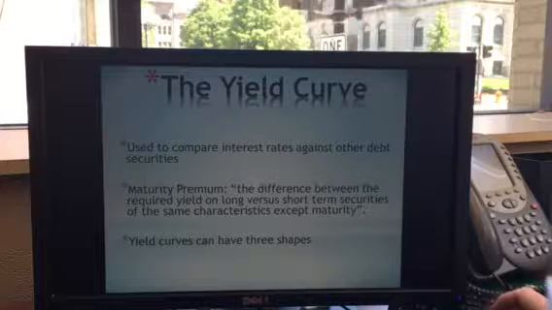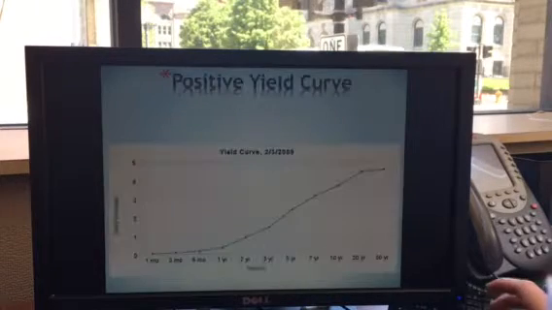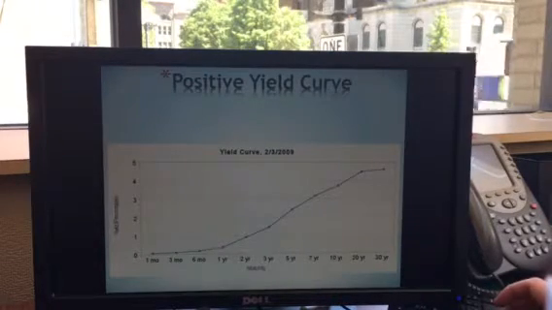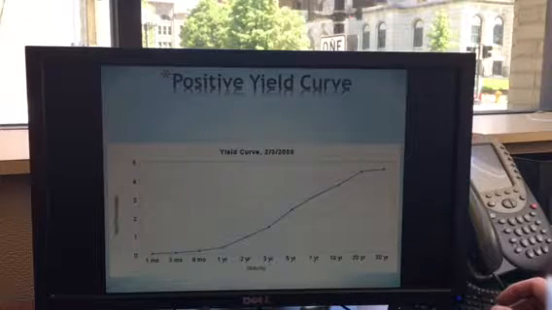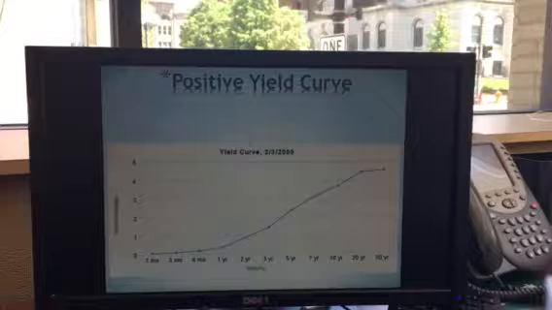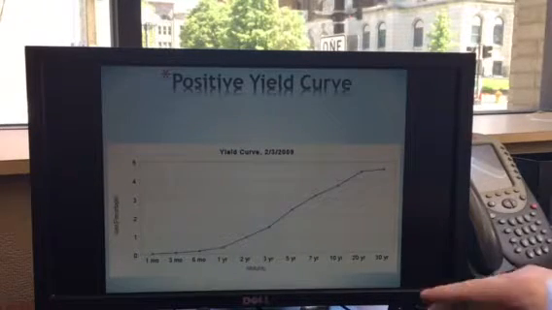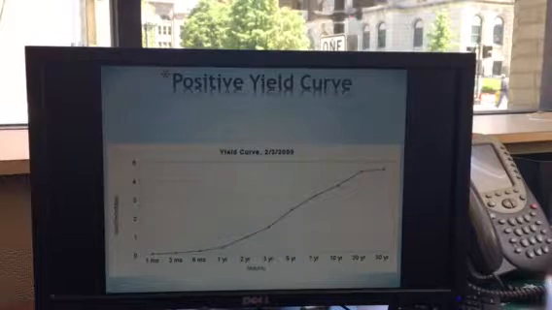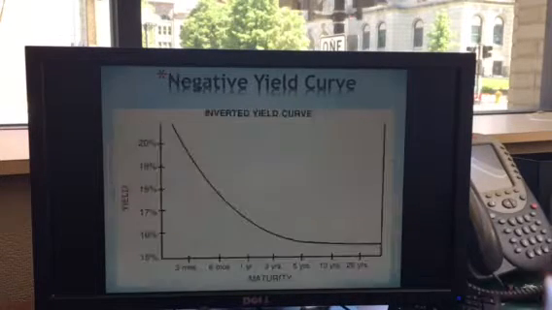And yield curves have three shapes, and we're going to look at those. So the first one, and this is the most common, is the positive yield curve, which makes the most sense. It's the upward sloping curve, and as you can see, the maturity premium is positive here. So the more years you go, the higher up the interest rate is.